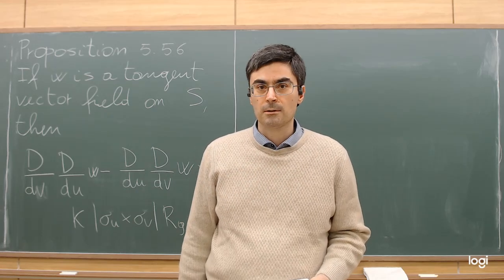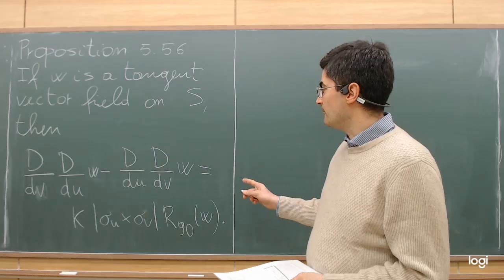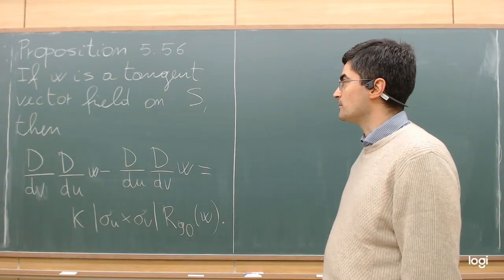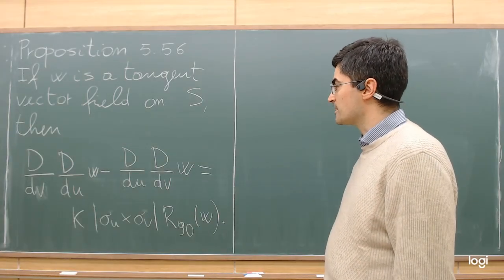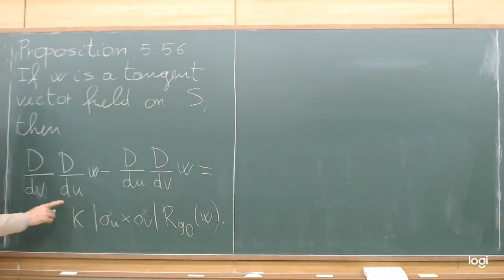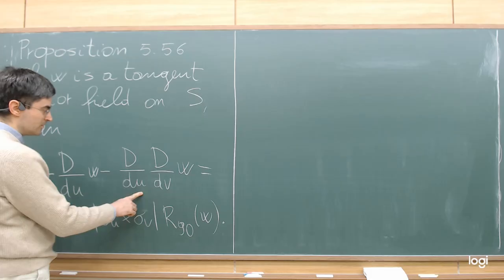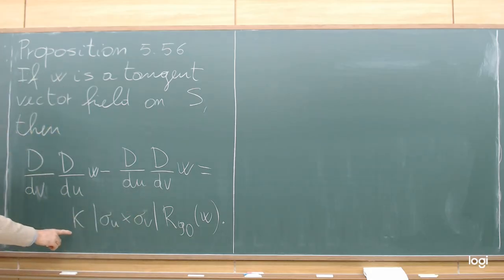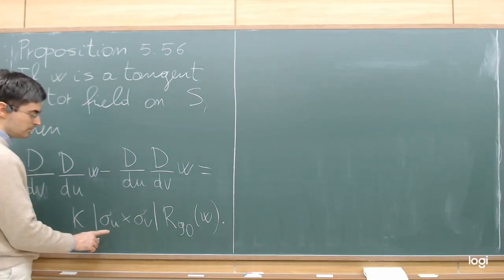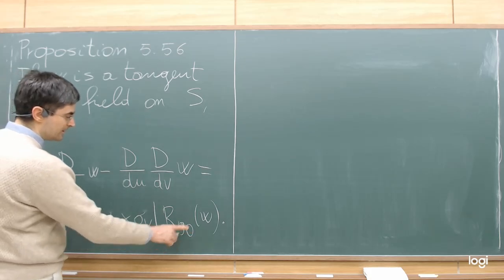Good afternoon. As announced during the previous lecture, today I will present a proof of this proposition, which says that the difference between this second order covariant derivative and this other second order covariant derivative is equal to the Gauss curvature times the length of this vector times the vector R90W.